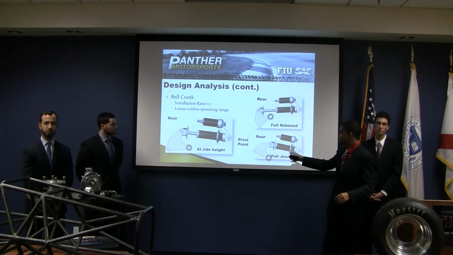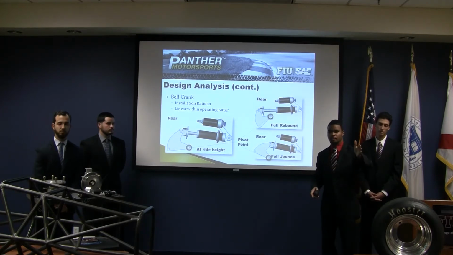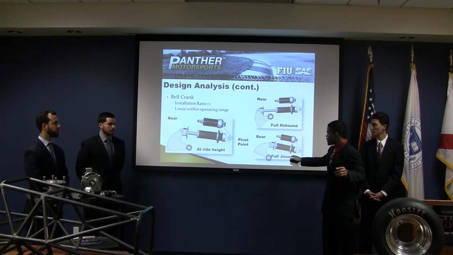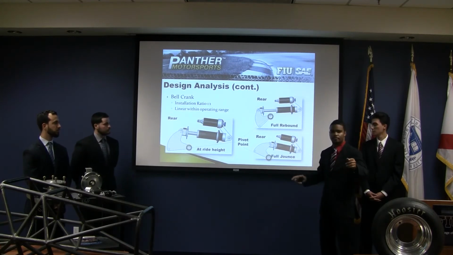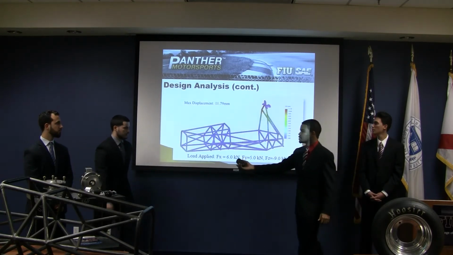So as you see from this analysis, in full jounce, which is the wheel fully upwards travel, we have full use of the shock and spring. And similarly, in full rebound, which is the wheel is fully extended downwards. Now Osvaldo will present analysis in the chassis.